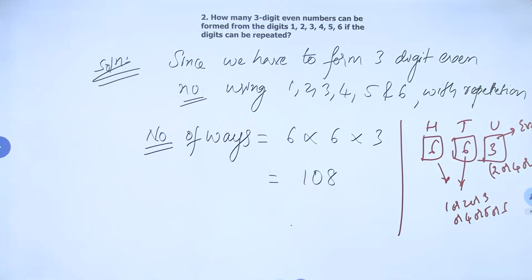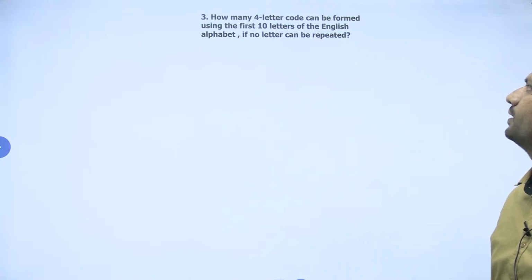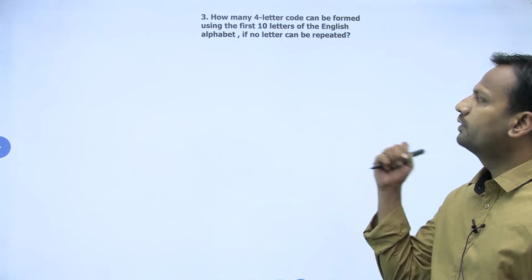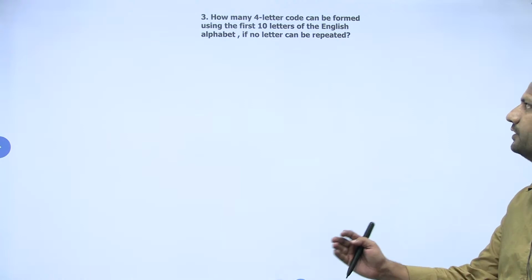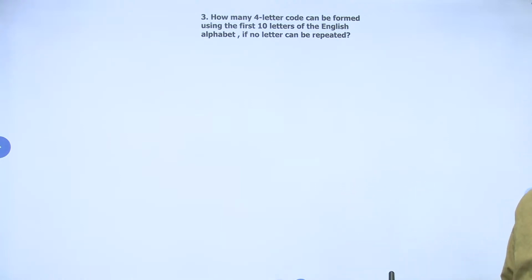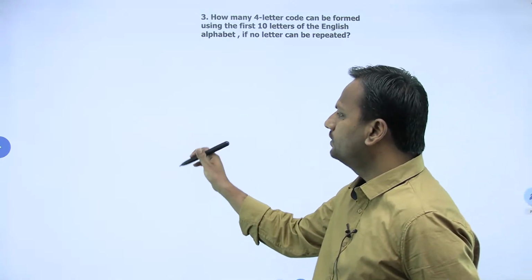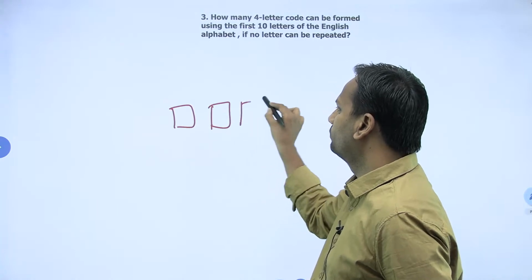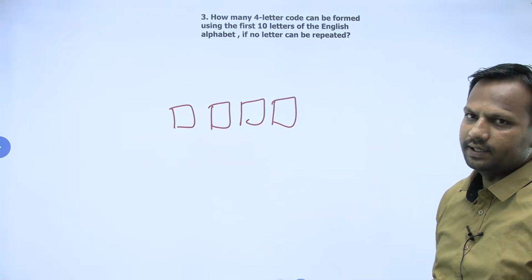Now let me go with the third problem, students. So the third one: how many 4-letter codes can be formed using the first 10 letters of the English alphabet if no letter can be repeated? So what they are saying is, I have to form the 4-letter code using the first 10 letters of the English alphabet.